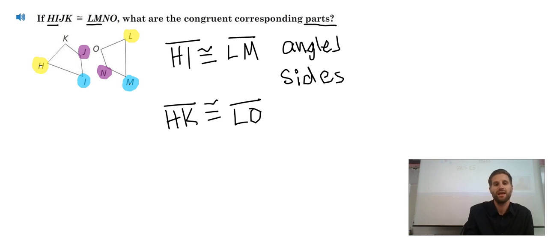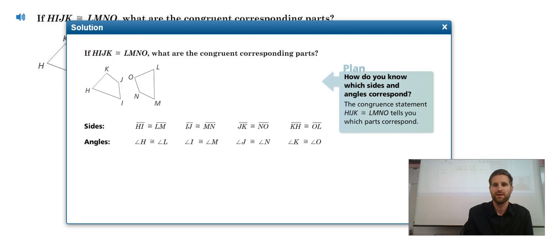So I would go ahead and name all four sides and all four angles. And if we actually look at our solution, and clear the page, we have all four sides shown congruent, all four angles shown congruent. So again, the congruency tells me which part corresponds with which part.